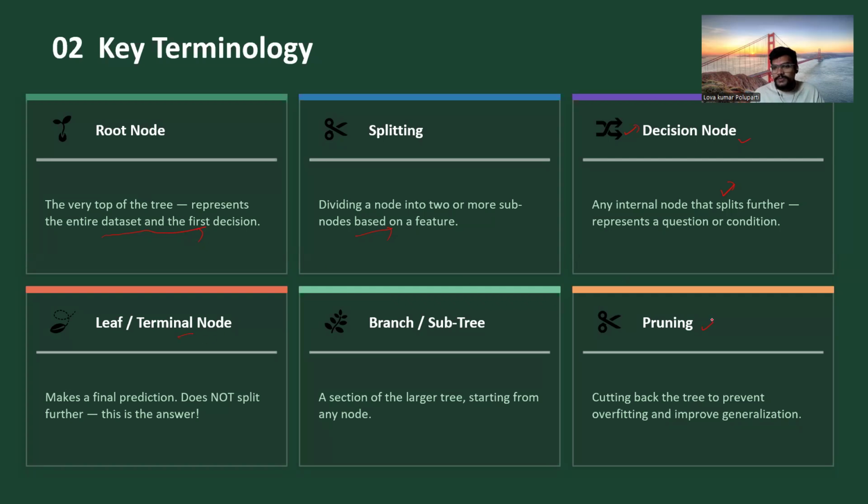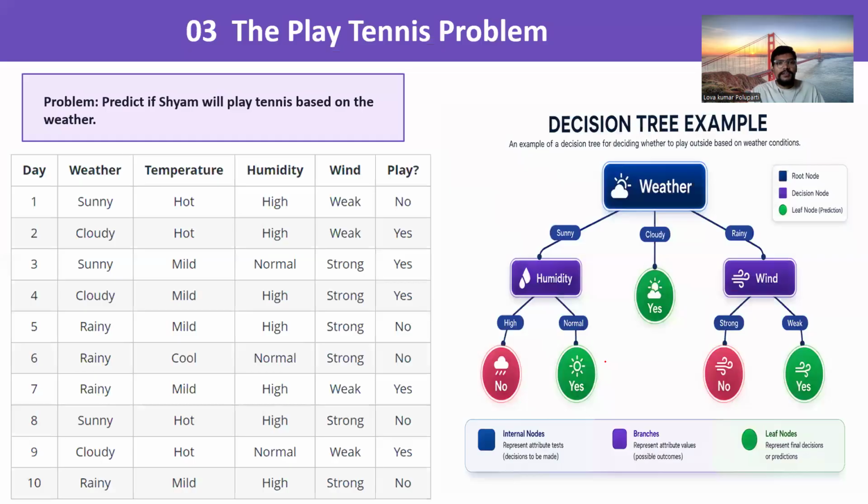What exactly is pruning? Sometimes unnecessary branches are there. In real trees also, we cut down some unnecessary branches, right? So that cutting we can do here as well. The cutting procedure you can call pruning. Okay. Let me explain with one example.